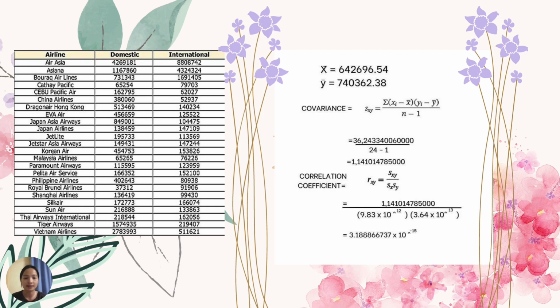and for the correlation coefficient, the formula is Sxy, the covariance, divided by SxSy. So the number we get is 1141014785000. We divide it by the standard deviations presented by the previous presenter, which are 9.83 multiplied by 10 power of 12 and 3.64 multiplied by 10 power of 13, and we get the last answer, which is 3.188866737 multiplied by 10 to the power of negative 15. That's all for us. Thank you.